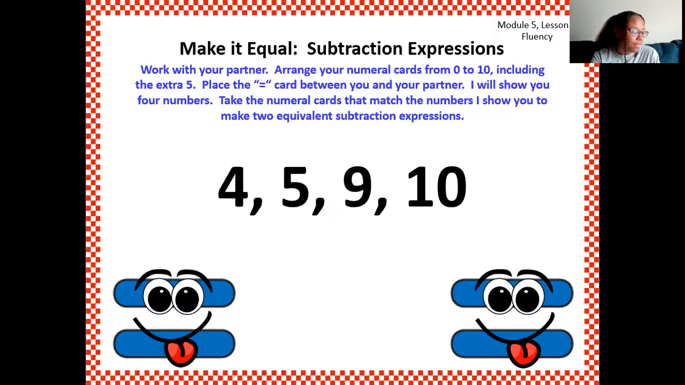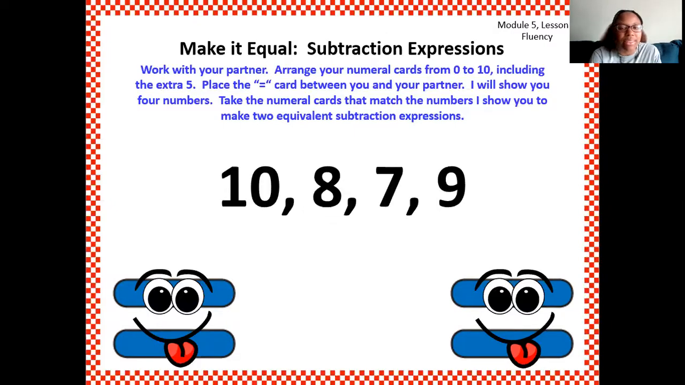Scholars, if you have 5 minus 4 is equal to 10 minus 9, you're correct because both sides will be equal to 1. Let's try our next one. We have the numbers 10, 8, 7, and 9. Okay, scholars, if you have the expressions 10 minus 9 is equal to 8 minus 7, you're correct because those two expressions also equal 1.